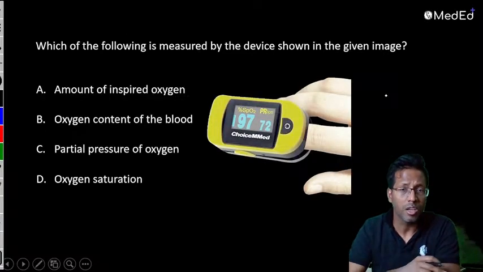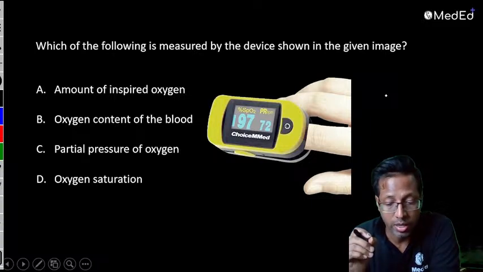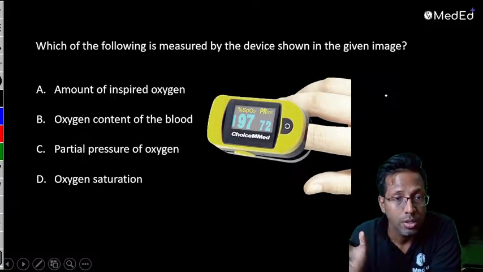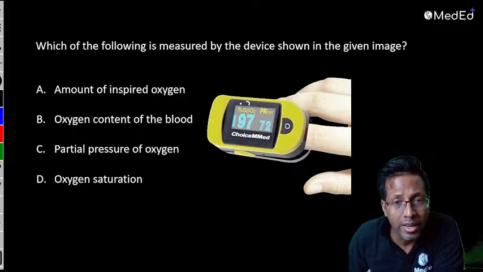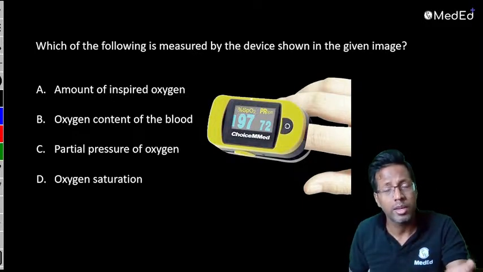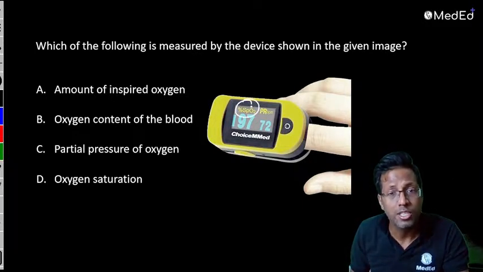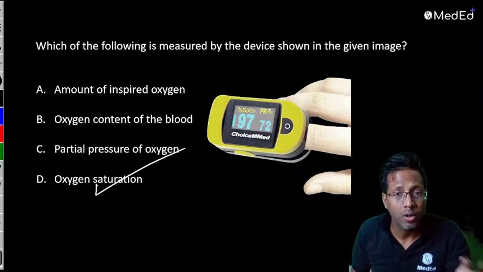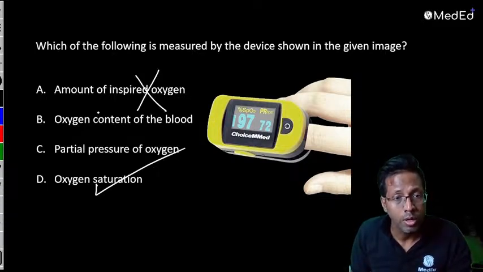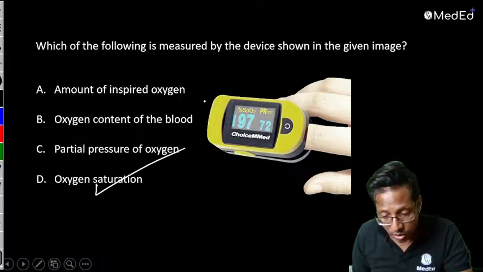Next one. Which of the following is measured by the device shown in the given image? Amount of inspired oxygen, oxygen content, partial pressure, or oxygen saturation. Simple question, so I'm not even waiting for the answers. It is written in front of the image also. What is it showing? Showing SpO2, which is your oxygen saturation. Had they mentioned pulse rate or heart rate, even that is seen, right? Is it showing you inspired oxygen? No. Is it oxygen content? No. Is it partial pressure? No. What it is showing you is the oxygen saturation.